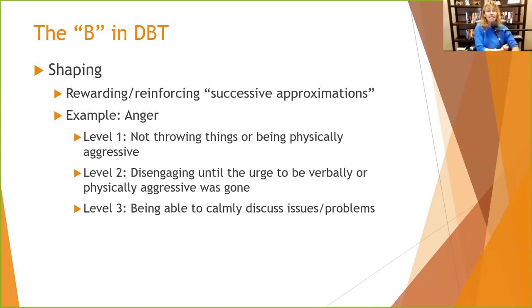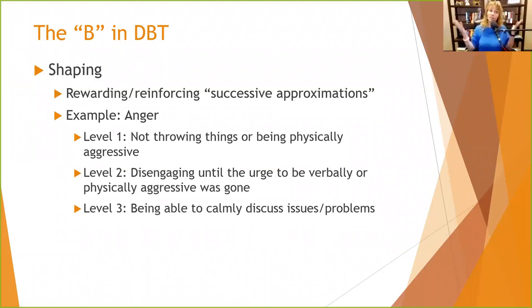When somebody gets angry, it's important to help them shape their behaviors, rewarding successive approximations. So, for example, if they get angry, the first step is, we're not going to expect them to never get angry again. Anger is a normal feeling. We're not going to expect them to not get really angry, but we don't want them to throw things anymore or be physically aggressive. So the first step is not throwing things or being physically aggressive.